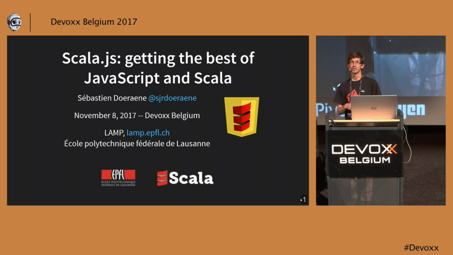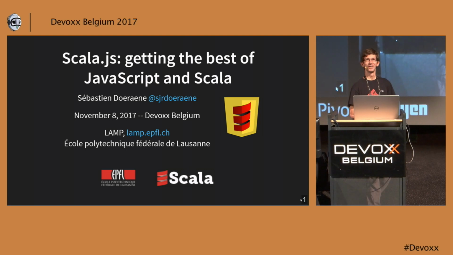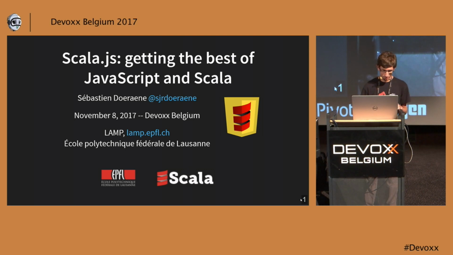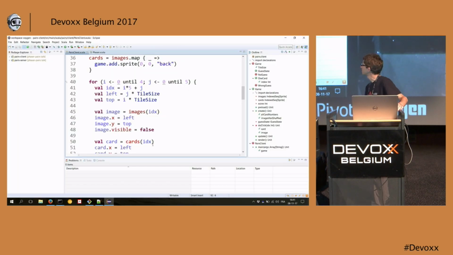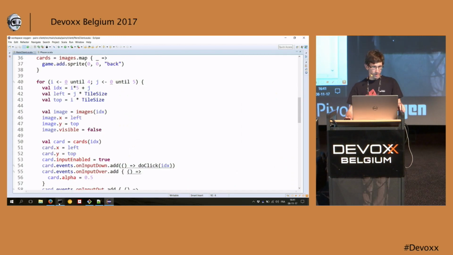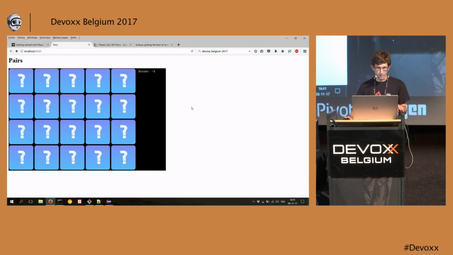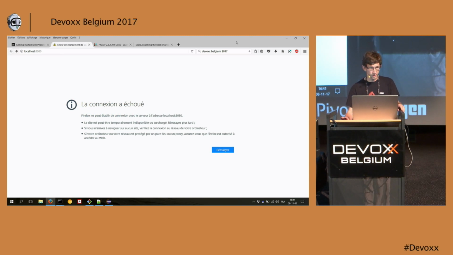So this is about my only slide. I also have a conclusion slide, but that's it. Okay, so without much further ado, let's go to my development environment, which is Eclipse. I'm one of the few remaining people in the Scala community using Eclipse. And what we are going to develop today is this simple memory game, also known as pairs.